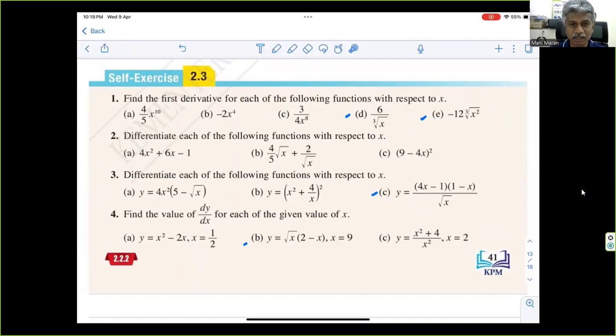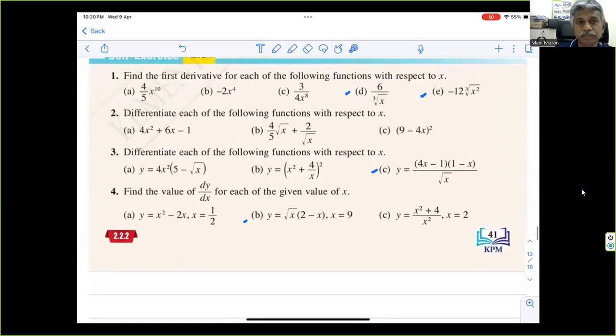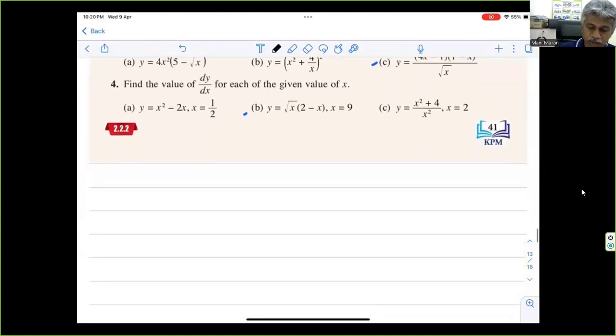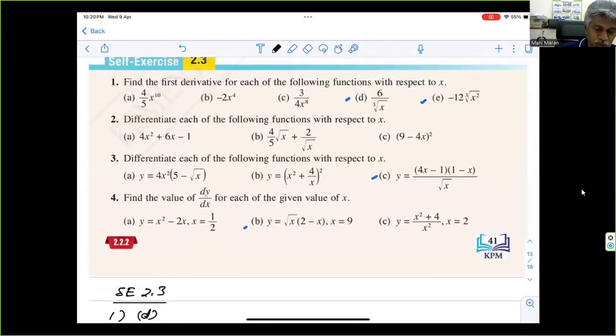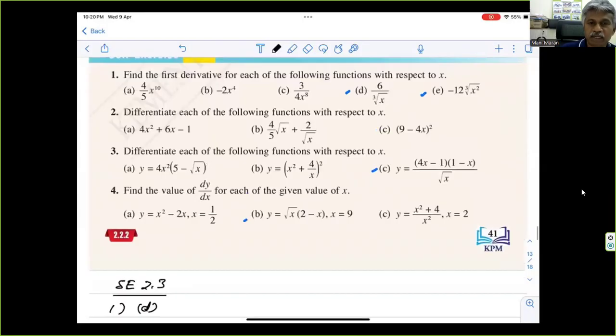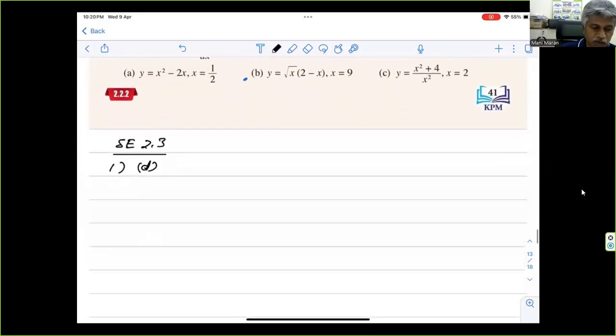Okay, when you keep practicing, you'll find that maths becomes very simple. So try to do that. So I'm going to do for you all the SE 2.3. So write down SE 2.3. Question number 1, D. 6 over the cube root. So you're asked to find the first derivative of the following function, meaning you're asked to find d by dx of 6 over the cube root of x. You're asked to find this.